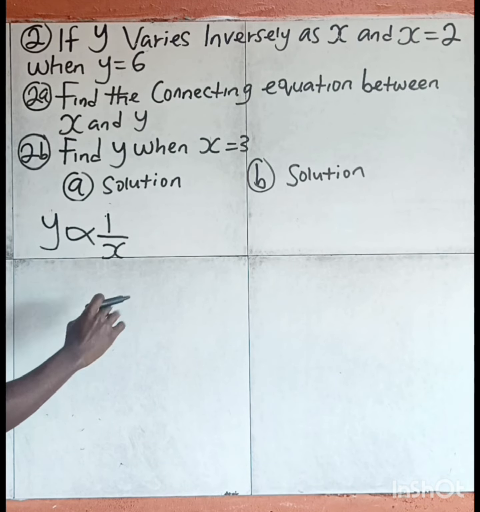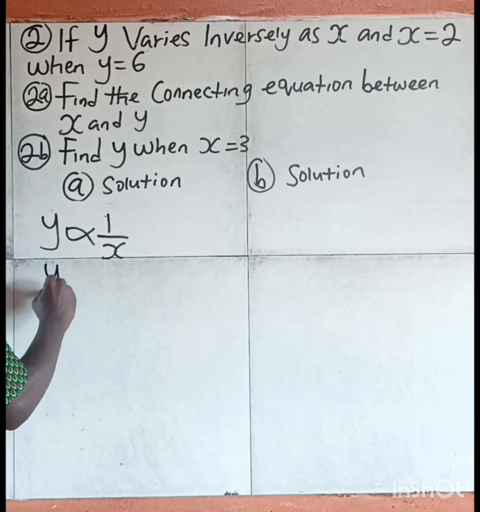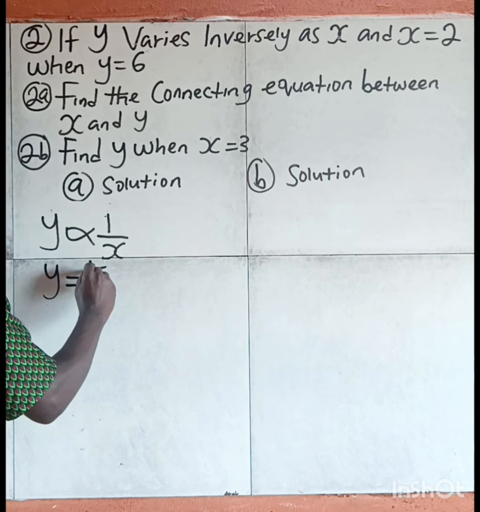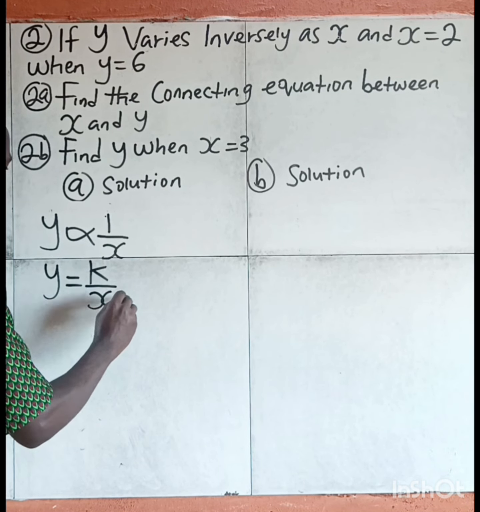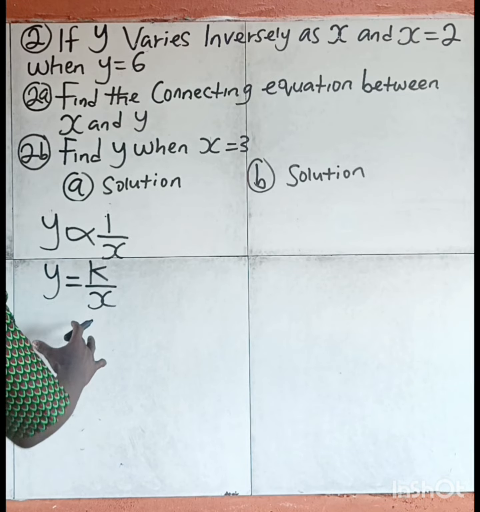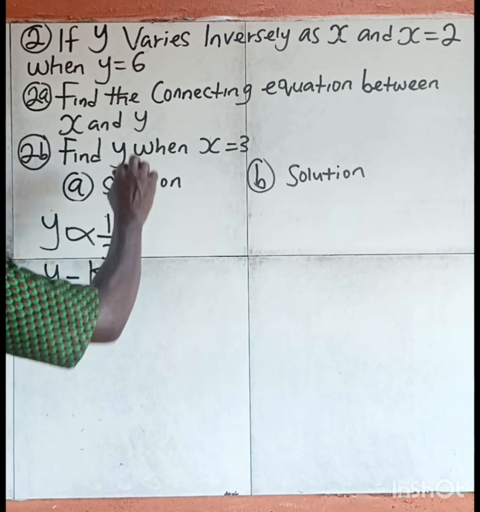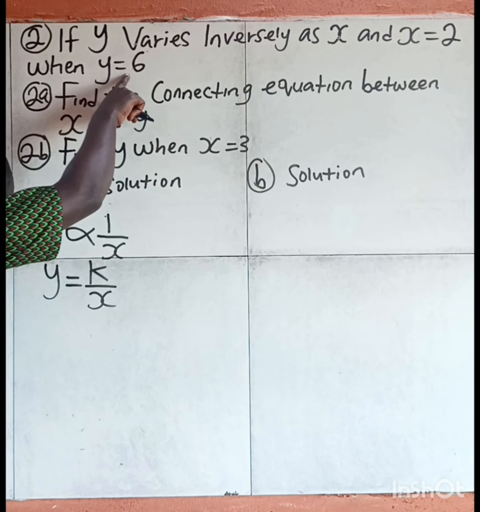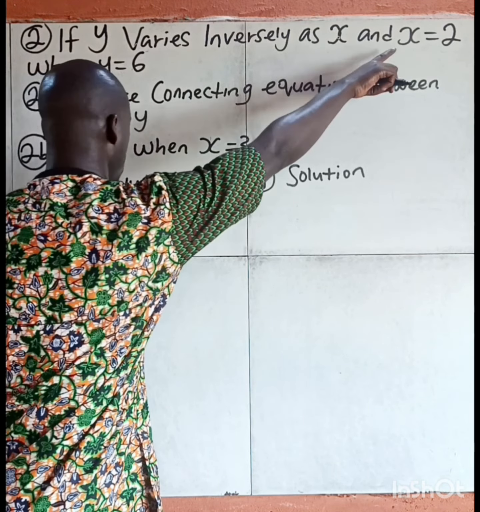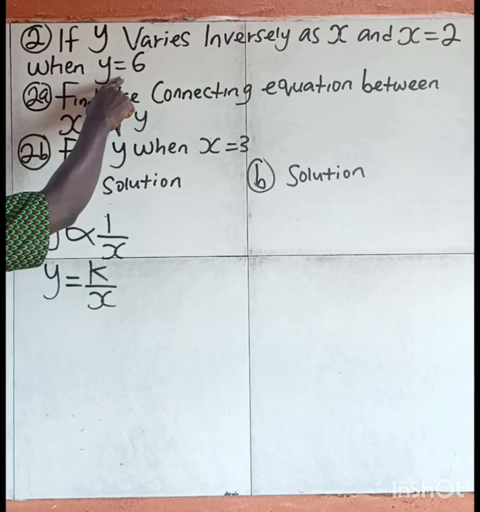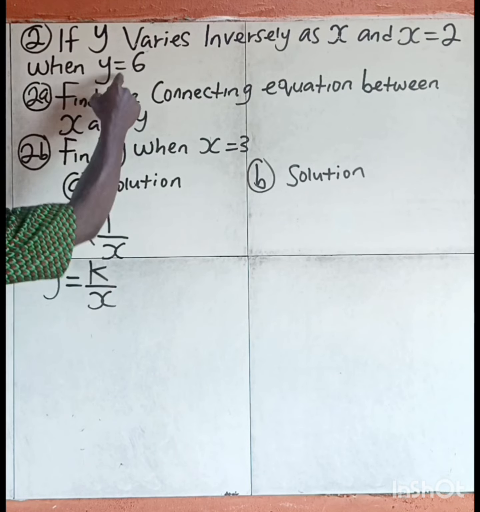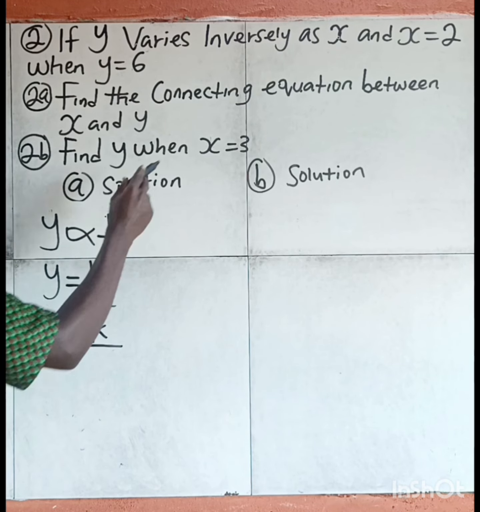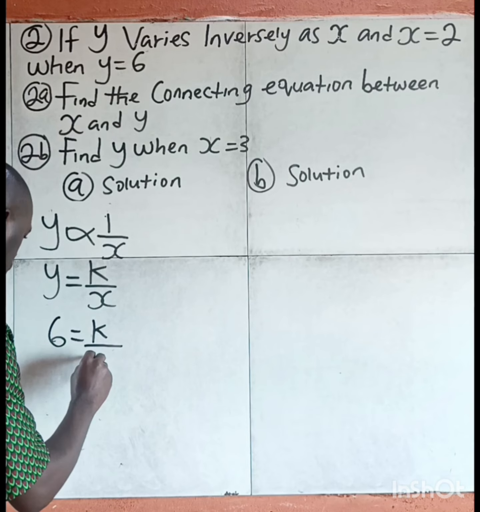The next thing you're going to do is rewrite the y and change this symbol to an equal to sign. They introduce a constant called k. So here it becomes k over x. Now what am I going to do next? You are going to substitute the values. Wherever you see y, you're going to put 6, and wherever you see x, you're going to put 2. So what is the value of y? The value of y here is 6. So I'll come here and say 6 equal to k over, what is the value of x? The value of x is 2.